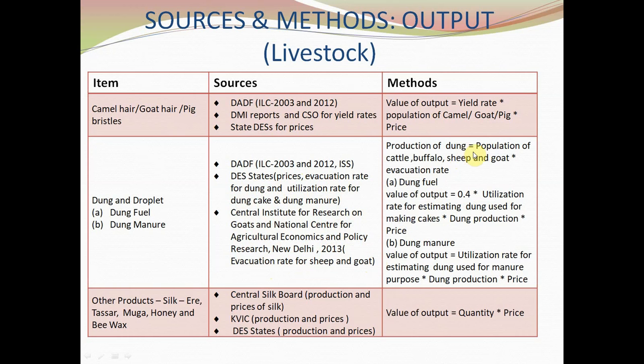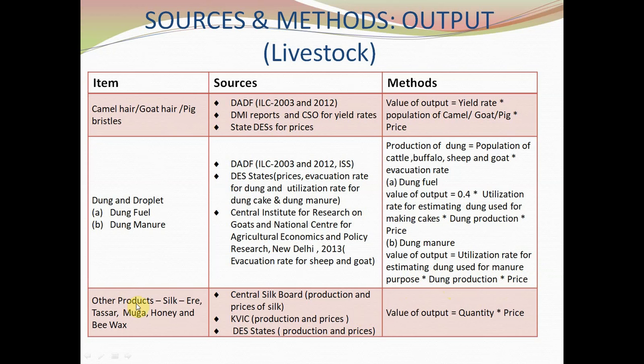Now, production of dung is calculated as population of cattle, buffalo, sheep and goat multiplied by evacuation rate. Where dung fuel value of output is taken as 0.4% of utilization rate for estimating dung used for making cakes into dung production into price, and dung manure's value of output is calculated as utilization rate for estimating dung used for manure purpose into dung production into price.